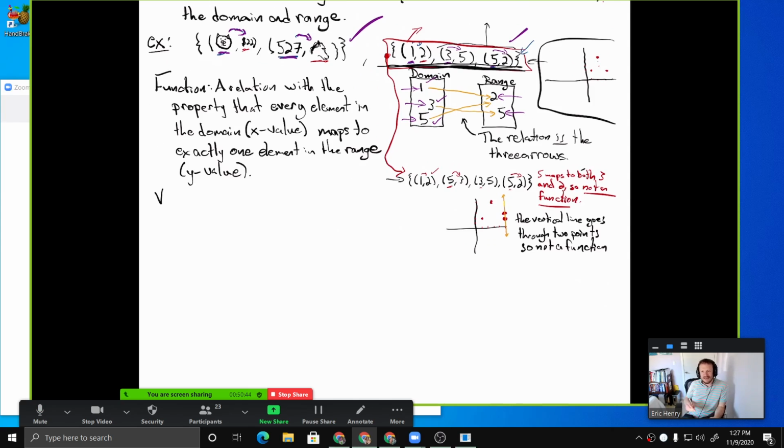What am I doing with this vertical line here? You got it. It's called the vertical line test, and you might not have heard it before. The vertical line test is a tool for testing to see if a relation is a function.